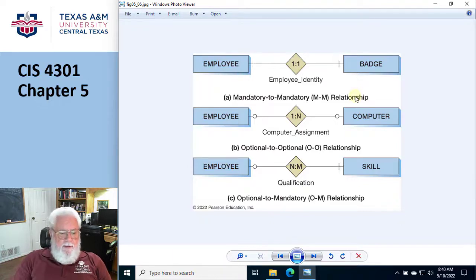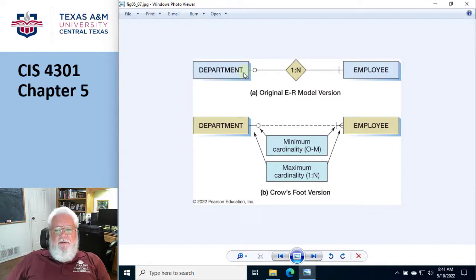rules. Okay? Now, what we're going to do is use what's called a crow's foot notation, not this diamond notation. So here's the same thing. Here is converting the diamond notation over to the crow's foot notation, and this is the only one that we're going to use. So here we go. One department could have multiple employees. That makes sense. Now, how do you read the minimum?